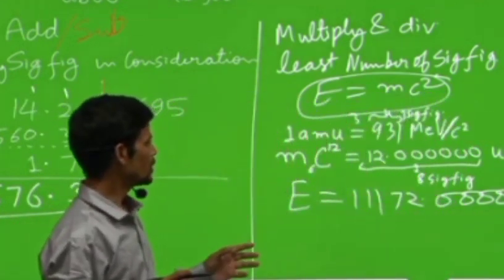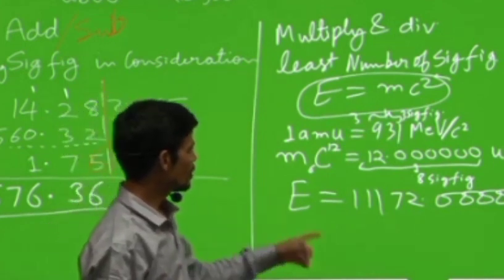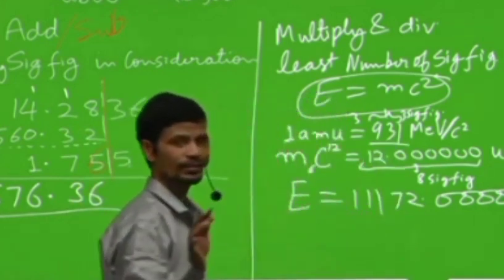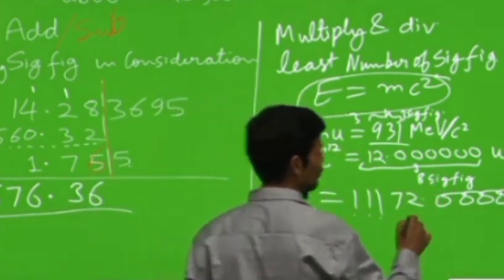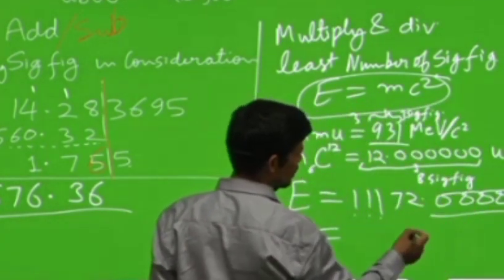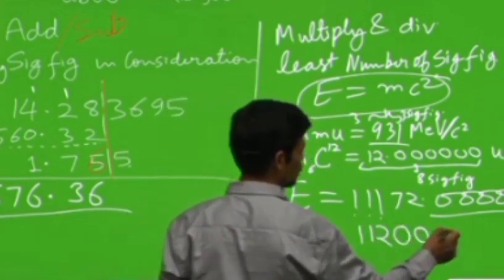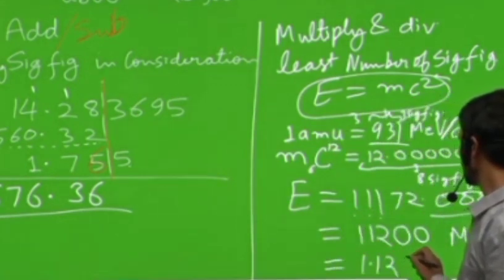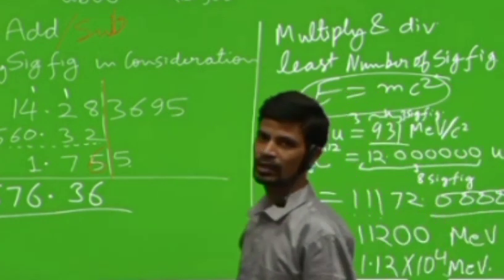Now just see one thing. We should report the answer with the least number of significant figures. Least number of significant figures is 3. So 1, 2, 3. The rest of it we have to round off, and we don't bother about these zeros now. This decimal is not important now. The 0, 0 get rounded, and it will be increased by 2, 1, 1. That will be the mega electron volt, or in more scientific notation, 1.12 into 10 to the power 4 mega electron volt. That will be a much better way to express the answer.